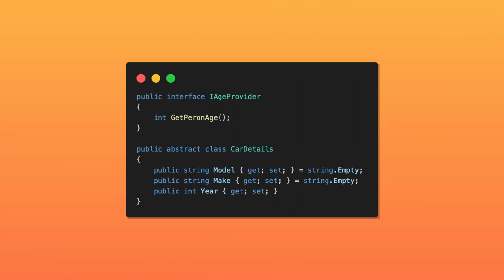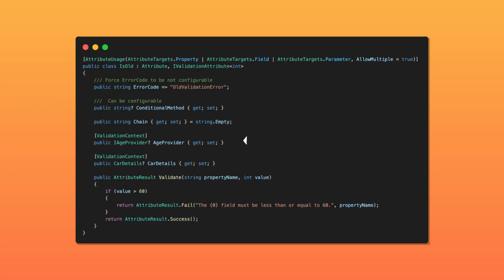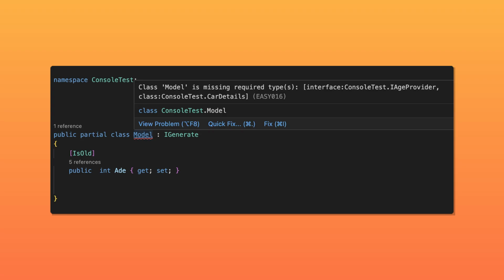You simply create a mini blueprint or a specific type, whether it's an interface like age provider or a concrete class like car details. You then tell EasyValidate, this specific validation needs to peek at something that is either or contains a car details type or acts like an age provider. EasyValidate is clever. It automatically makes sure the main class you're checking can actually provide that car details object or information or fulfill that age provider role.